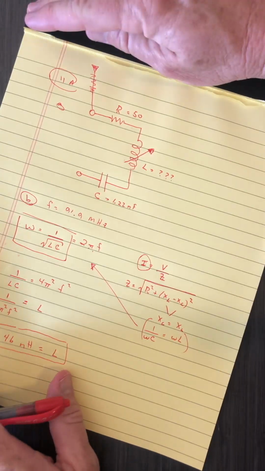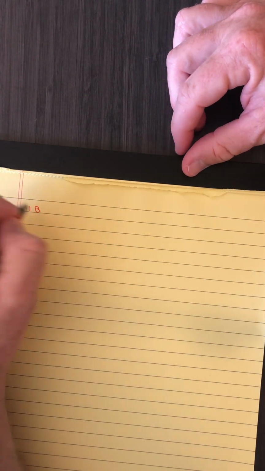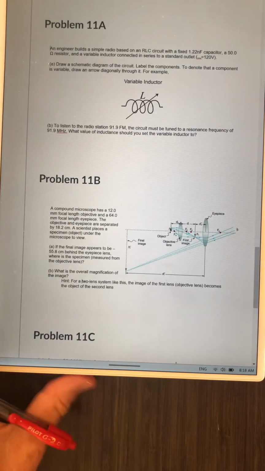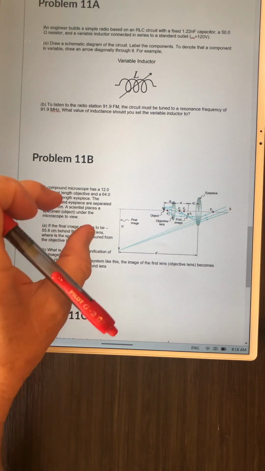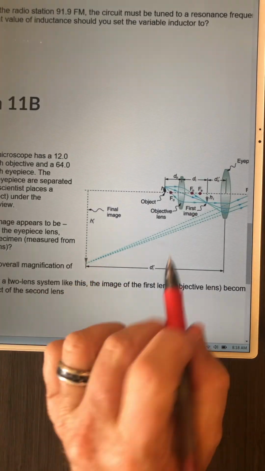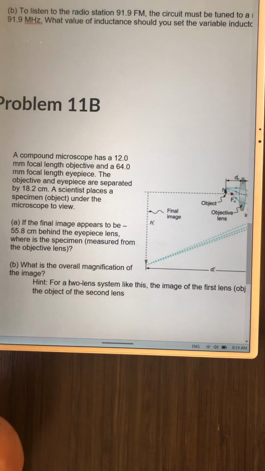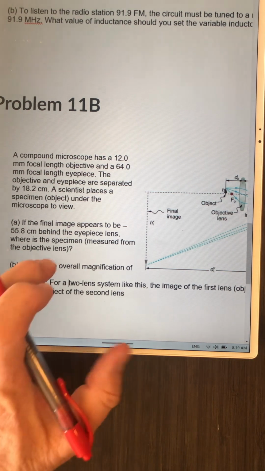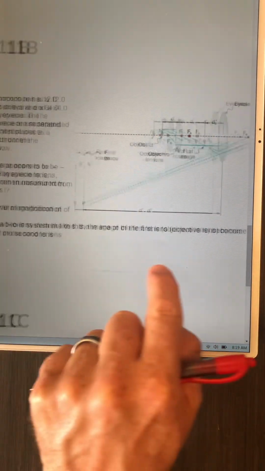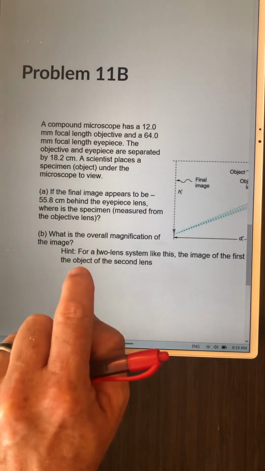All right, so hope that went well for you. Let's move on to the next one, which I guess would be 11B. All right, so 11B, I think, takes us into our optics. Oh yeah, and kind of a challenging one here, because we need to look at two lenses. This is a lot harder than the multiple choice one. But the hint down here says for a two-lens system like this, the image of the first one becomes the object of the second one.